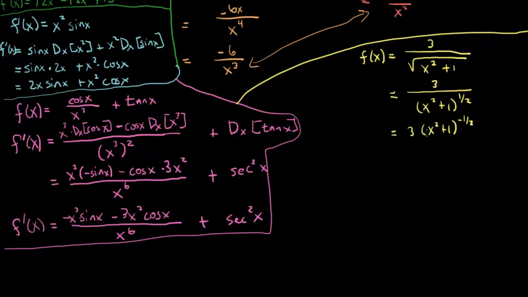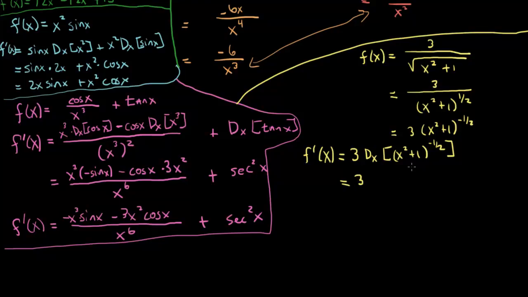You could also think about this as being the product rule. You could think about this as being the product of the constant function 3 and this function right here. That would probably be the most roundabout way to do it, but you would get the same answer. So let's see here. F prime of x. Let's do it using the constant multiple rule. So 3, factor that out, and then find the derivative of x squared plus 1 raised to the negative 1/2 power.